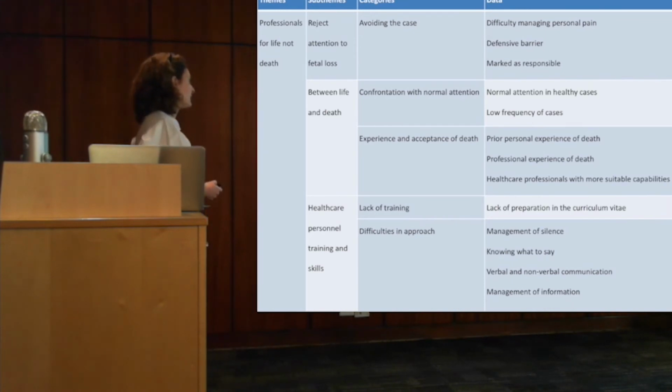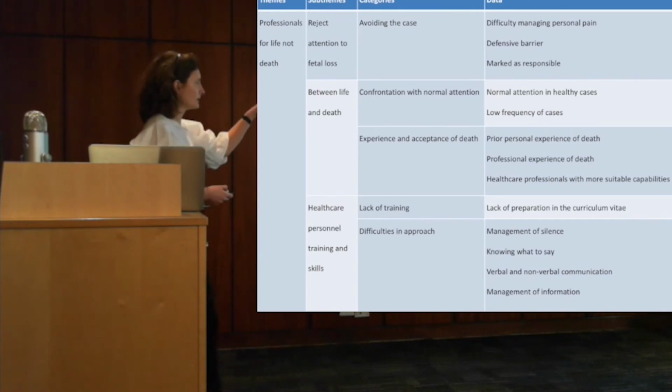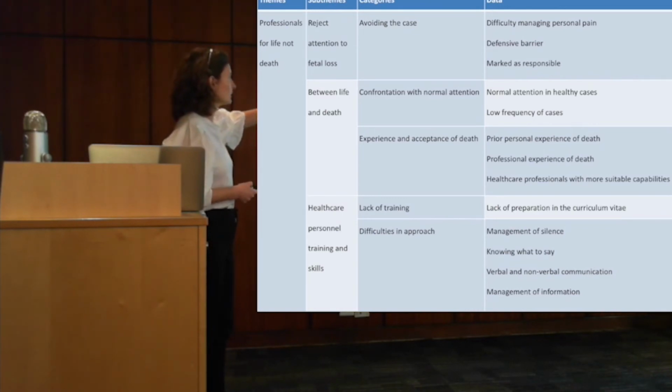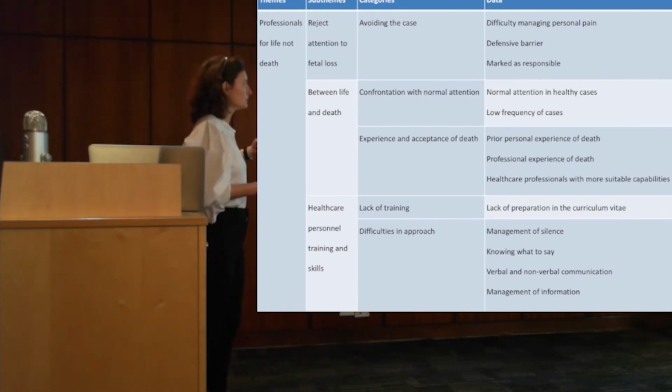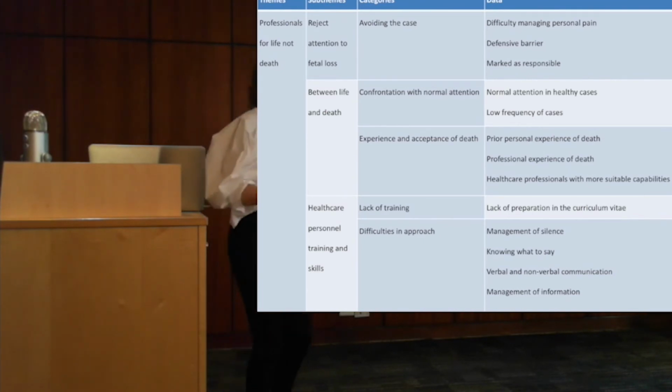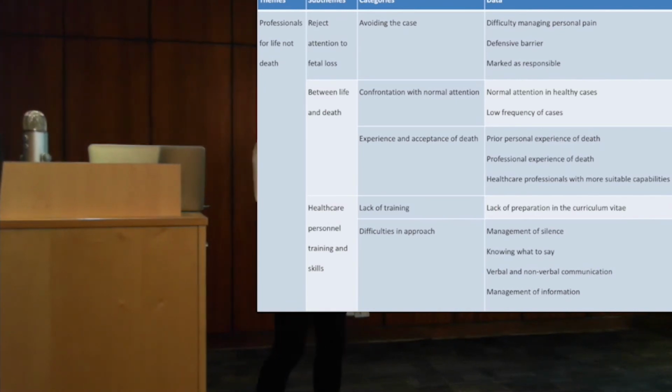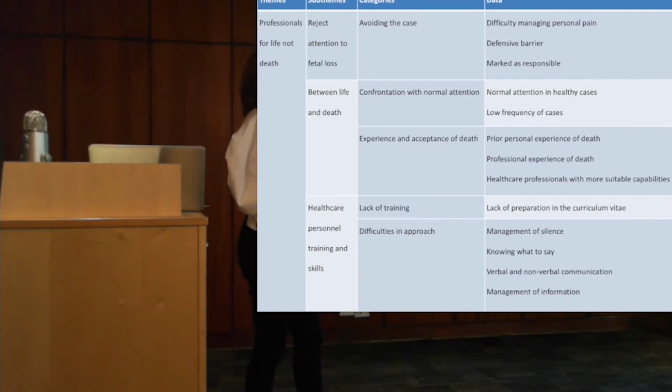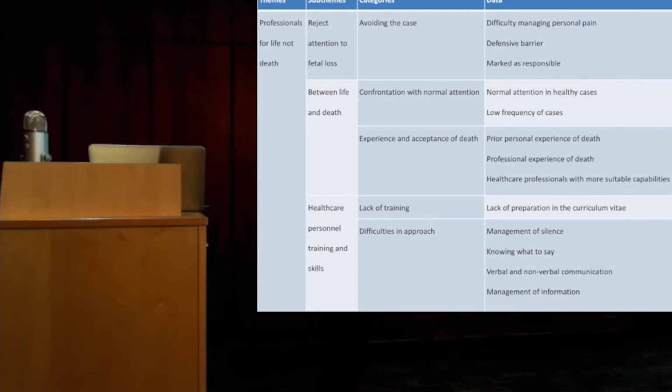When they talk about between life and death, they were describing this pole, the confrontation between normal attention and the experience and acceptance of death. So they tried to attend these people as the rest of the parents they have. And they said, okay, because of the low frequency of these cases, they really don't have any other clue to attend them.